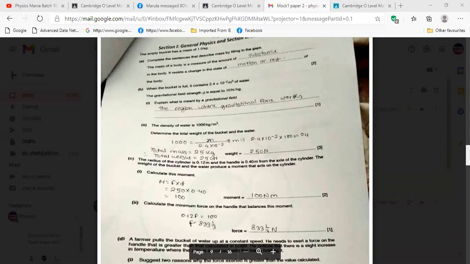Then you are getting 1 mark here. You are losing 1 mark because for the formula here we have 1 mark. So you are losing 1 mark. Oh, okay. Yes, sir.